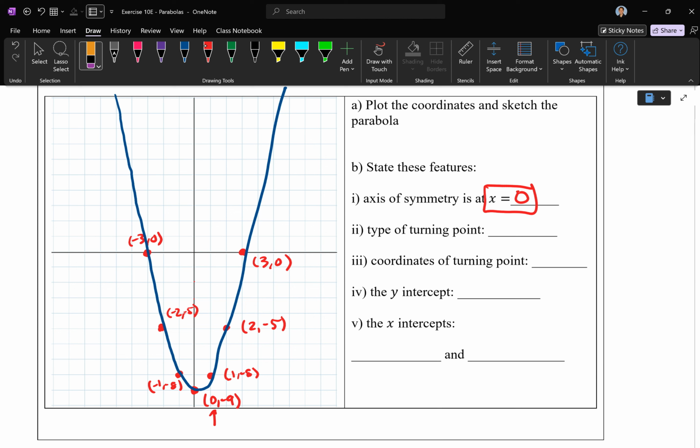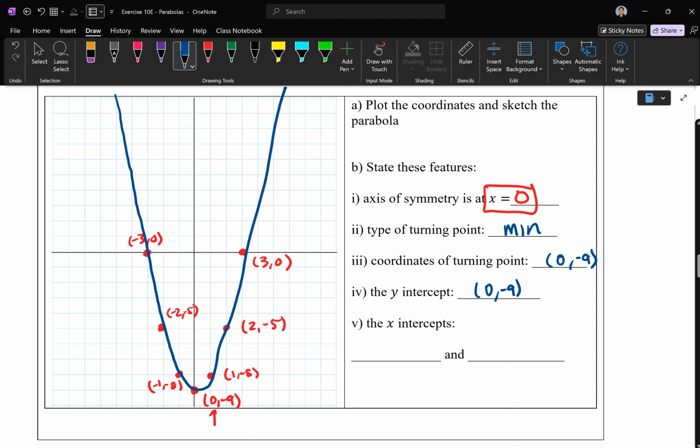Next one, type of turning point. What type of turning point is this? Let's go, Rebecca. Minimum, correct. You got a minimum turning point because it obviously reaches the bottom and goes back up. Coordinates of turning point. What's the coordinates? Let's go with Elsie. 0, negative 9 is correct. Y-intercept, Jack. 0, negative 9 as well. So this is one of the cases where both the y-intercept and the turning point are the same.